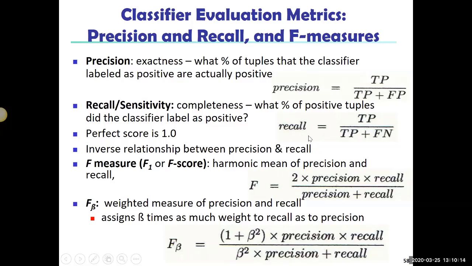This is all positive. Among all the positives, how many are being found? Precision is, of everything that we predicted, that the machine predicted as positive, how many were truly positive. The perfect score for both is 1, and there is an inverse relationship between recall and precision. When you have higher recall, you often have lower precision.